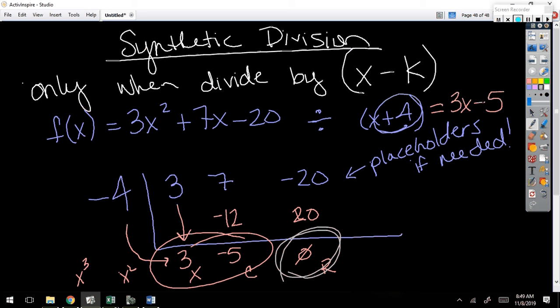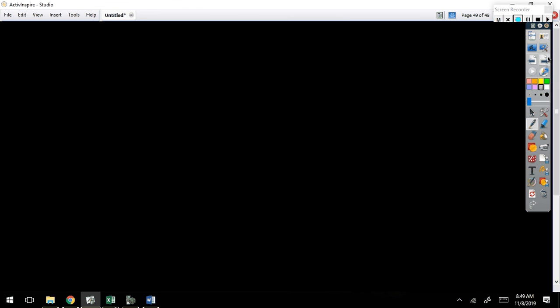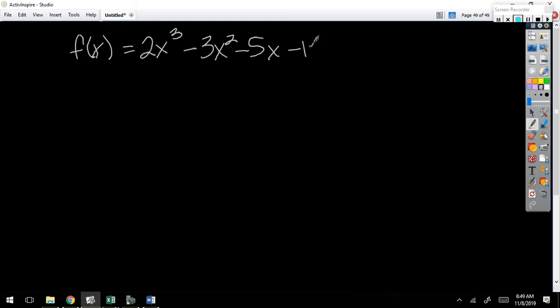Okay. Let me show you the other example, then I'll do one a little bit longer, and we'll probably stop there for today and finish up on Monday. Let's do one harder, but I want it to have a remainder. Let's do f of x. Let's divide this by x plus 3.